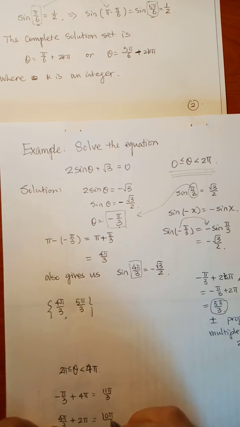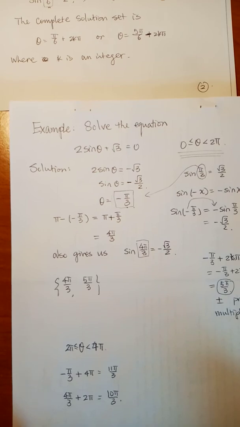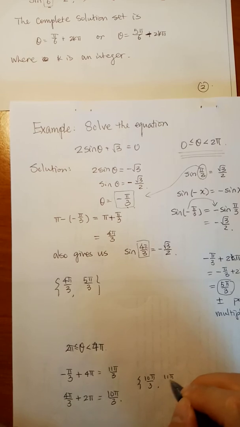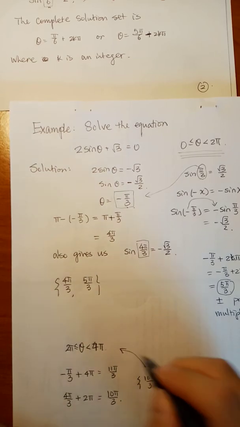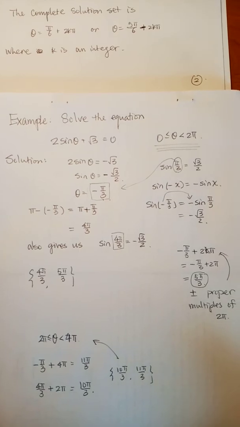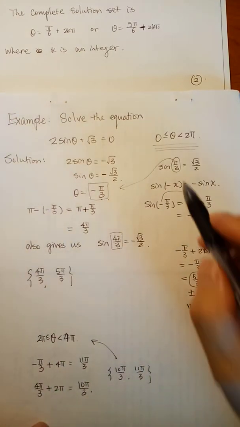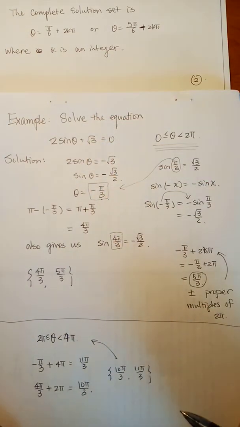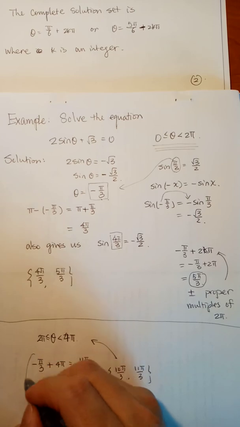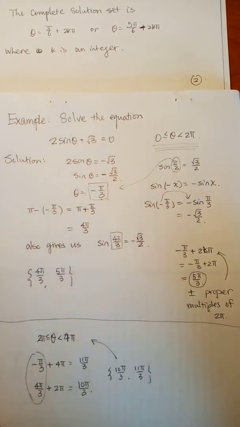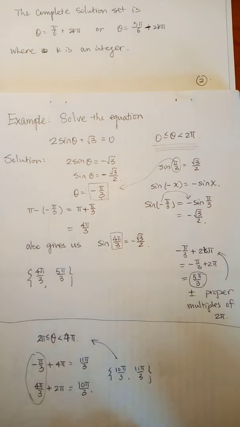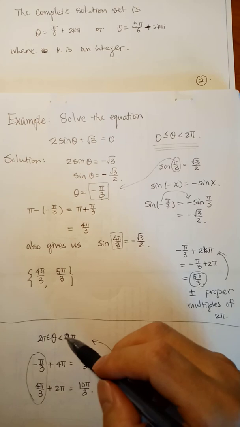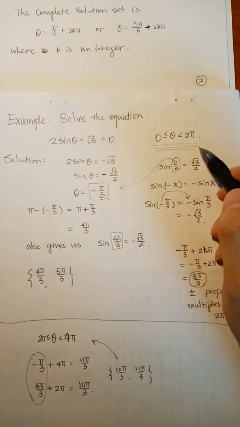10 pi over 3. Okay, and then these two angles are the solution in the required domain. These two are the solution if we choose the equation but with this domain. So you always first get the solution and then you do the proper multiples. Okay, so I hope I make this clear. The given domain is not always from 0 to 2 pi.